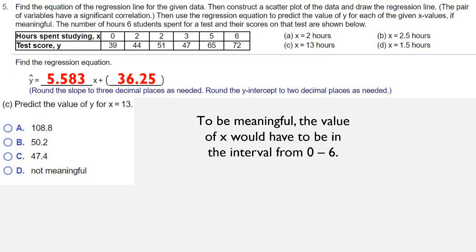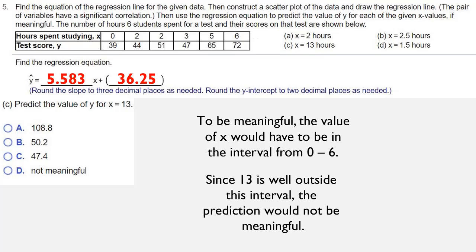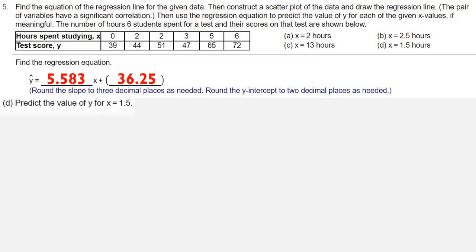You can't go -1 because this represents hours. But you could probably fudge a little bit on the outside. But if you get too far away from the 0 to 6 range, then this is not applicable anymore. So 13 is way outside of that interval from 0 to 6. So since it's so far outside, the prediction that we would get using the y hat equation wouldn't be meaningful. And that's choice D. For part D, predict the value for x equals 1.5.